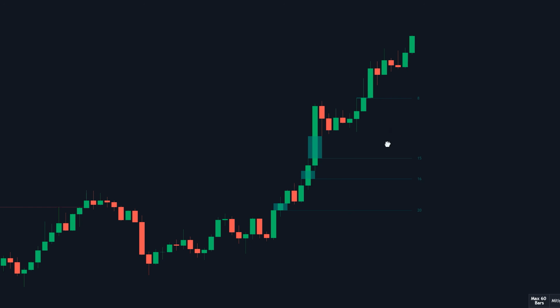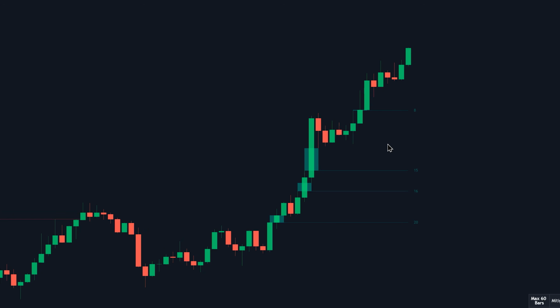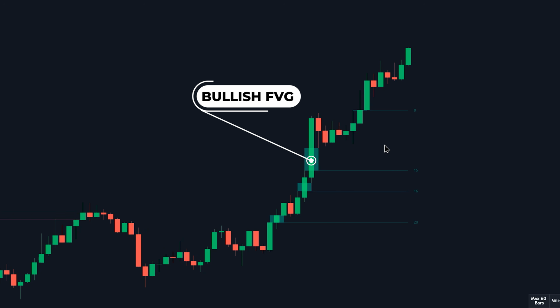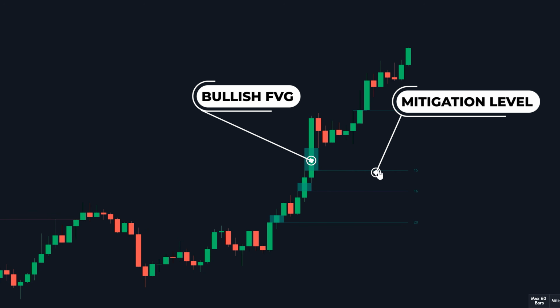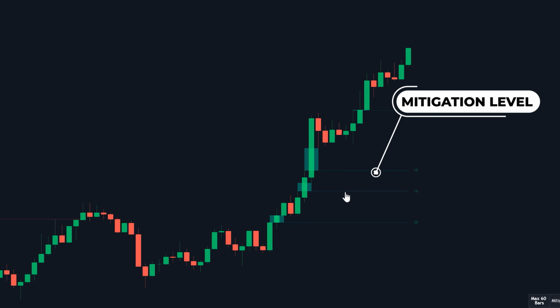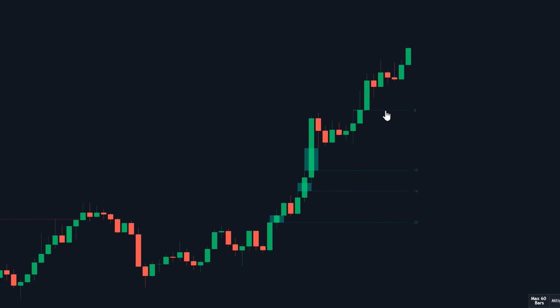This indicator is made up of the following components. First of all, this is a bullish FVG, and under the FVG, you can see a line called a mitigation level. Mitigation levels happening within bullish fair value gaps are called bullish mitigation levels, and for a bearish FVG, we have a bearish mitigation level.